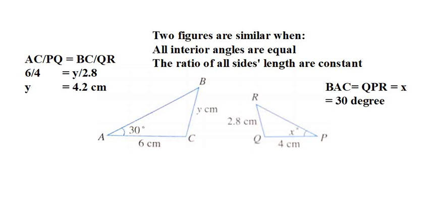Two figures are similar when all interior angles are equal and the ratio of all side lengths is constant. So we're going to rely on those principles throughout this clip. On our screen there are two triangles and it is given that they are similar figures.